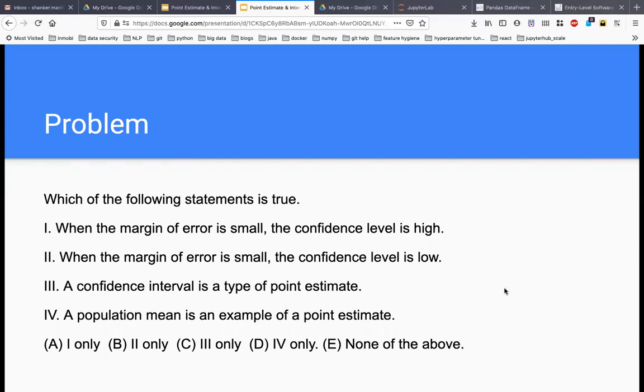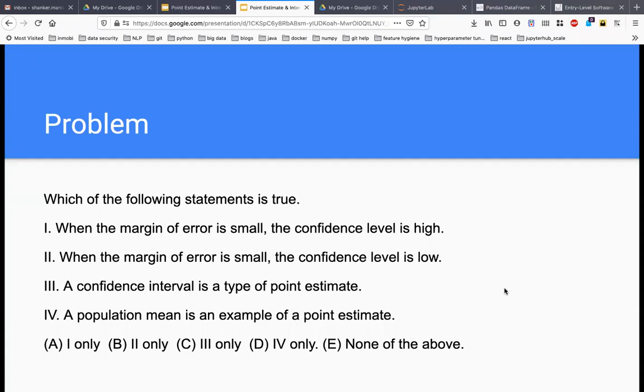So the question is, which of the following statements is true? When the margin of error is small, the confidence level is high. When the margin of error is small, the confidence level is low. A confidence interval is a type of a point estimate. A population mean is an example of point estimate. So which of the answers is correct? Is it A, B, C, D, or E? Think and then answer.